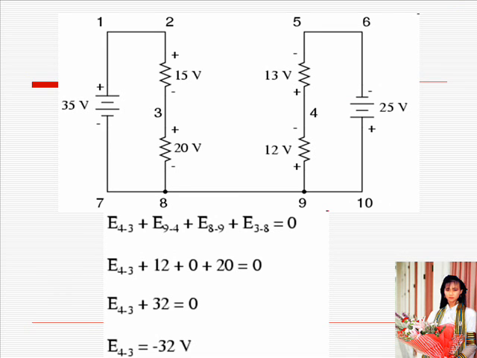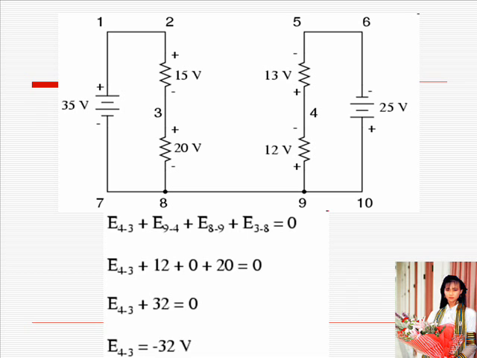KVL can be used to determine an unknown voltage in a complex circuit, where all other voltages around a particular loop are known. Take the following complex circuit. To make the problem simpler, I've omitted resistance values and simply given voltage drops across each resistor. The two series circuits share a common wire between them, wire 7, 8, 9, 10, making voltage measurements between the two circuits possible.